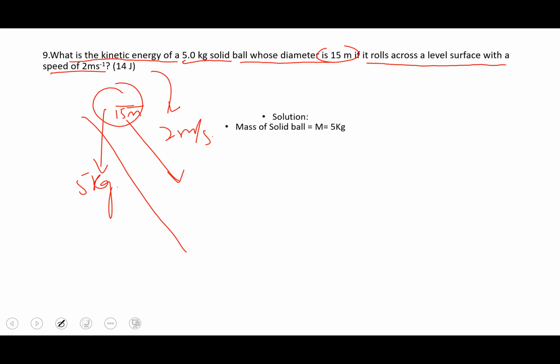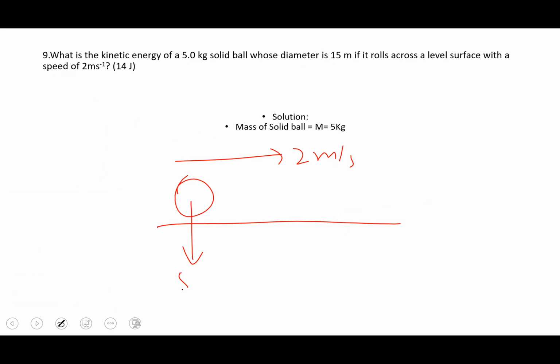Now in this case, we have a body which is rolling on a surface. If this is the ball and this is the surface, and the mass is acting in the downward direction, 5 kilograms, let's just write it down. In this case, this is the ball and the ball is moving with a speed of 2 meter per second. The mass is acting in the downward direction, 5 kilograms, and whose diameter from here to here is, let's say, 15 meters. So we have to find its kinetic energy.